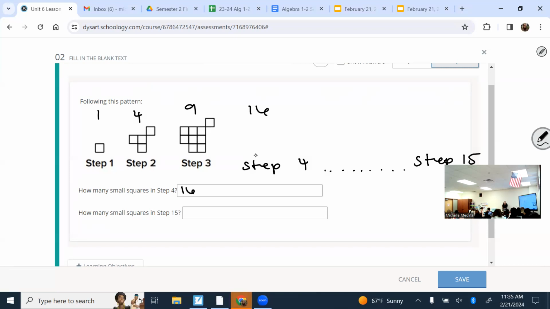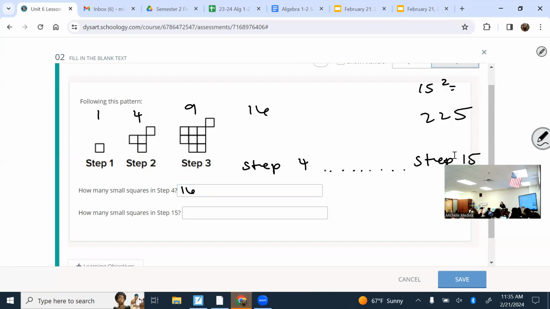Now step 15, I think I'd rather make an equation. So what did you do each time? You squared the step number. So 1 squared is 1, 2 squared is 4, 3 squared is 9, 4 squared is 16. What is 15 squared? No way, it would be way bigger. Okay, good, that sounds better.